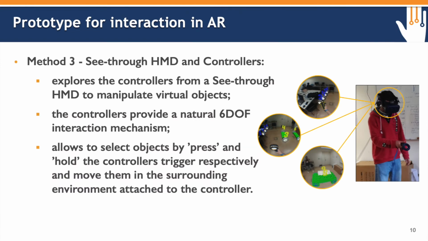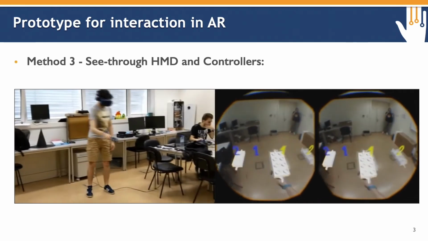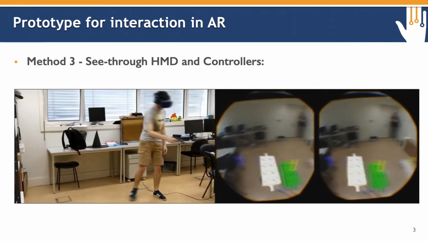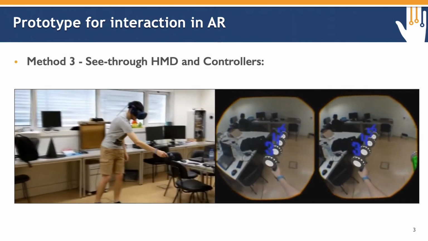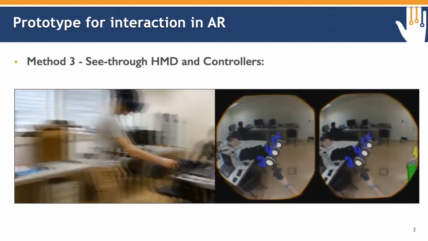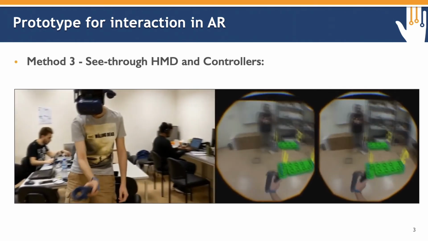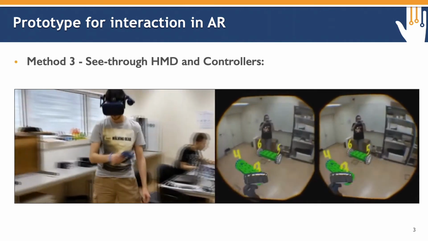Method 3 explores the controllers from a see-through head-mounted display to manipulate virtual objects. The controllers provide a natural 6 degrees of freedom interaction mechanism, which allows selecting objects by pressing and holding the controller's trigger and moving them in the surrounding environment, attached to the controller.